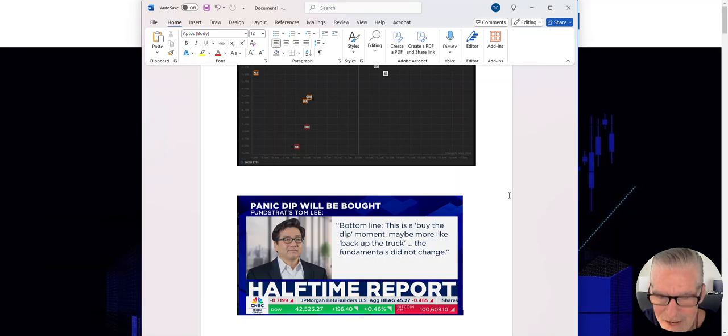So Tom Lee yesterday came out, or maybe it was today, came out and said, bottom line, this is a buy the dip moment. The big crash we had yesterday. Maybe more like a back up the truck because the fundamentals did not change. And he's right. He's right about that.